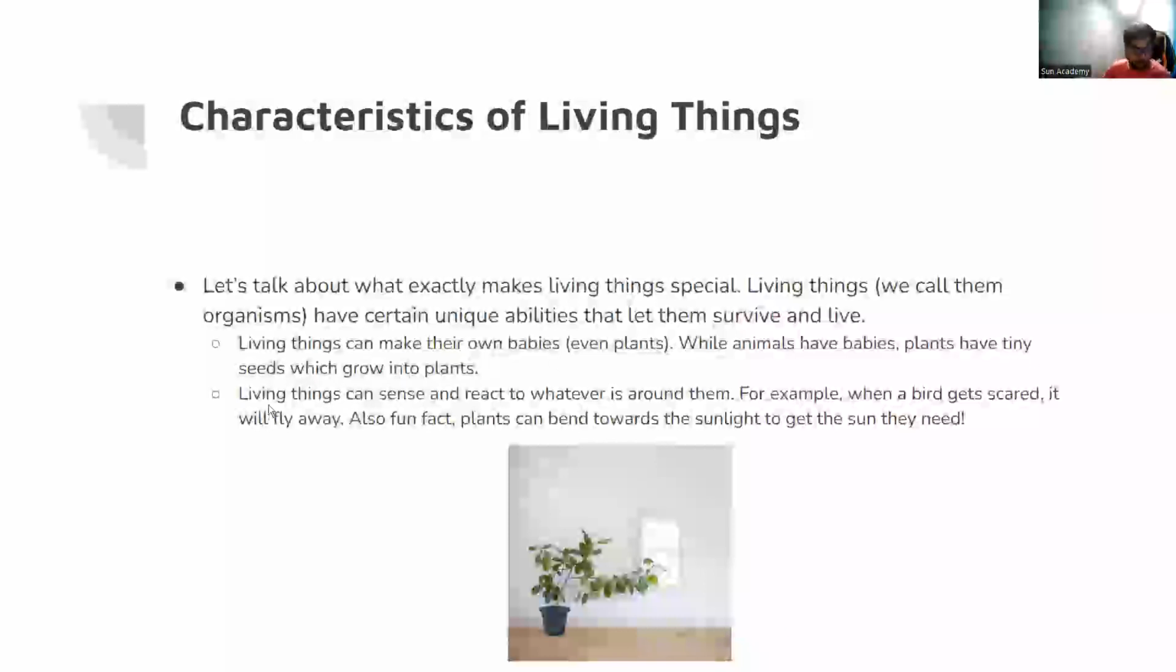And also, in order to be a living thing or an organism, you have to be able to sense and react to whatever is around you. So whenever there's like loud noises that get produced, in movies, birds typically fly away from a forest if you've seen that before, but it's kind of common. And also, fun fact, plants can bend towards the sunlight to get the sun they need. So if you guys haven't learned this already, plants need sunlight to survive. So here's an example. This plant is bending towards the window, which is giving it sunlight.